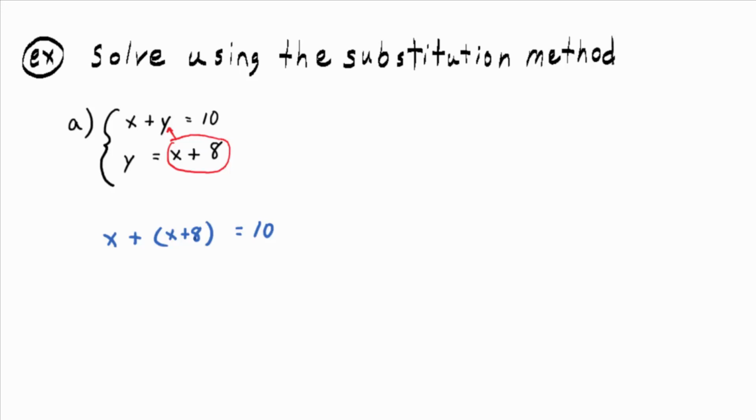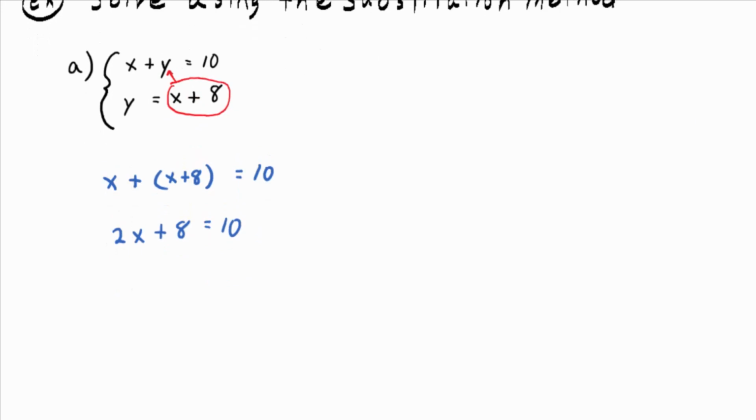What could you do if you combine like terms? What would you get? 2x plus 8 is equal to 10. And then you go about solving that. What do you do to both sides to solve that guy? So we'll start by subtracting 8 from both sides. What does that get us? 2x equals 2, or x equals 1. Yeah, divide both sides by 2, and you do get x equals 1.